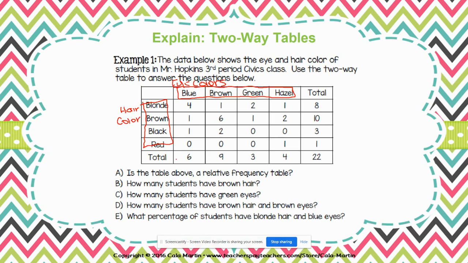So what I'm going to do is answer all of these questions. The first question says, is this a relative frequency table? If I want to know if it's a relative frequency table, I'm going to go to the total. In order for it to be a relative frequency table, the total needs to be 100 or 1. So it can be either 100 or 1 whole to show me that it's showing 100% of the data. In this case, because the total is 22, this is not a relative frequency table. This is just a regular frequency table. So no, we would say this is a frequency table.